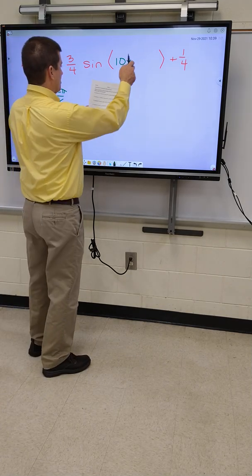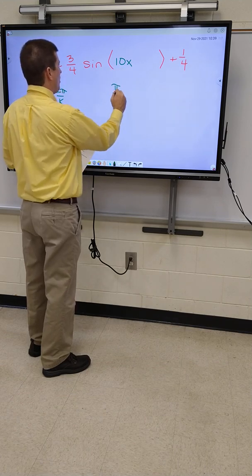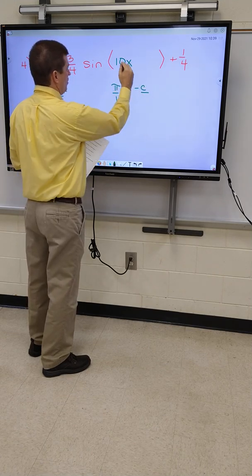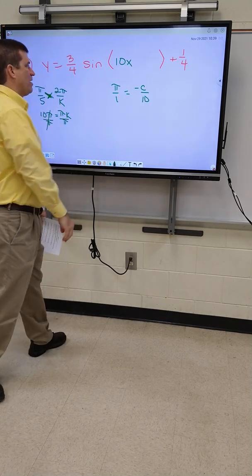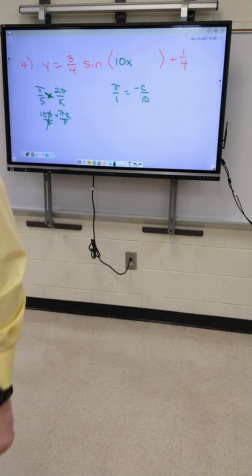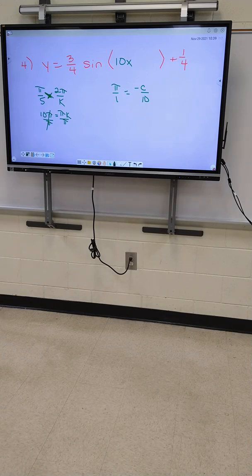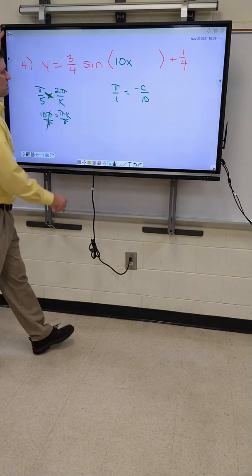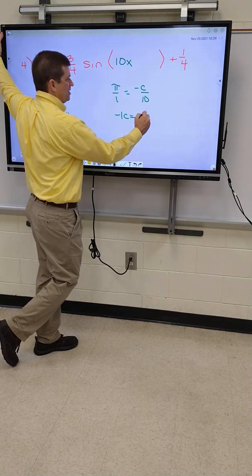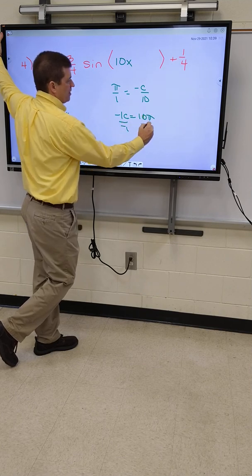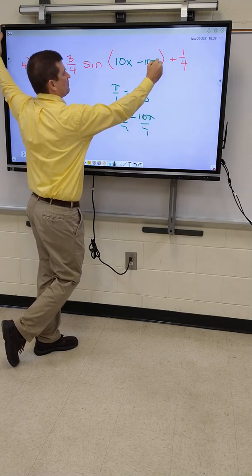All right, so Emily, to do the next part, I bring down what they give me, which is pi over 1. I set it equal to -c over k. Since k is 10, I write -c over 10. All right, y'all do your cross multiplying. All right, so I got -1c equals 10 pi. Divide by -1. I got -10 pi. Somebody confirm that for me?